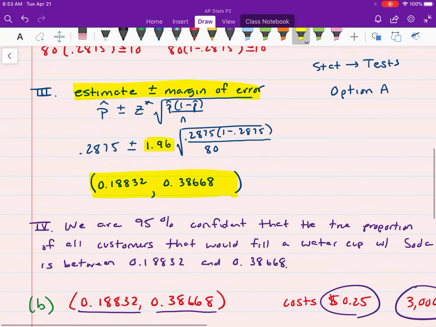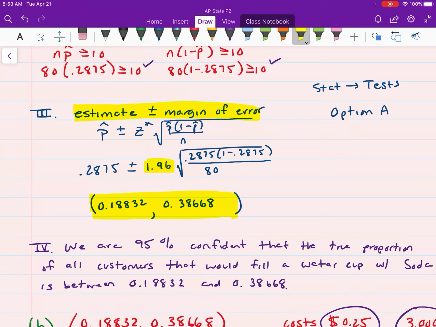So step 4 is the conclusion. We are 95% confident that the true proportion of all customers that would fill a water cup with soda is somewhere between 0.18832 and 0.38668. If you want to round that to a different decimal value, go right ahead. So that's part A. Part B is a pretty cool question.